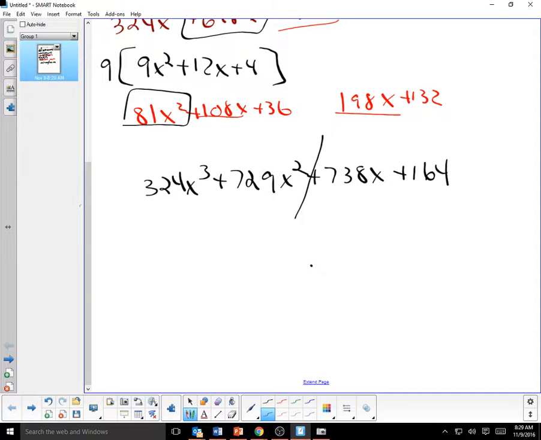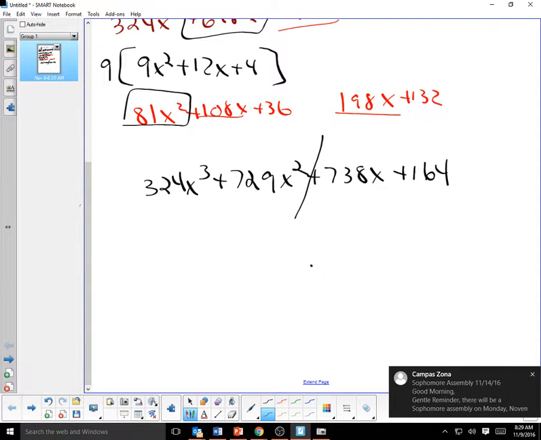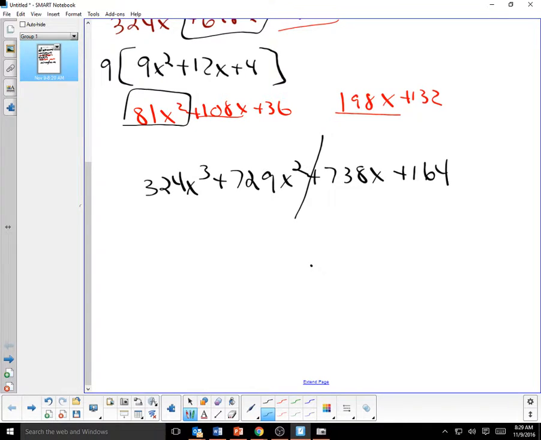Let me try this real quick here. 324 divided by 6, 729 divided by 6. So if I factor out 6 here, that would give me 54? Oh, I'm actually going to factor out 6x squared. That would give me 54x plus 121.